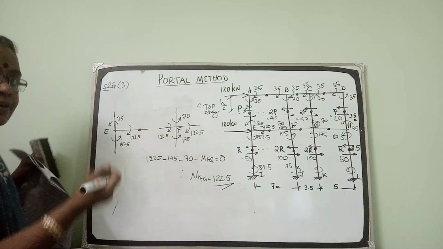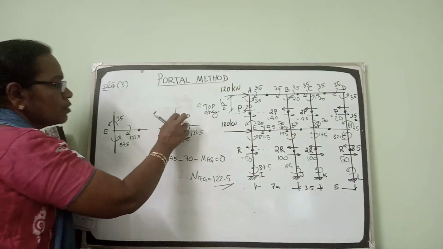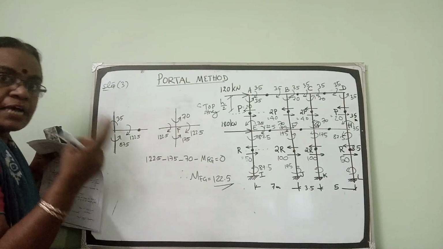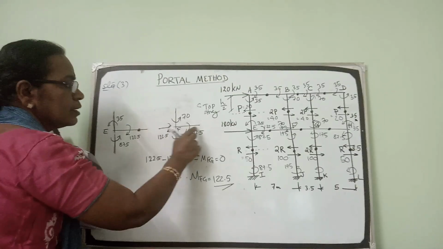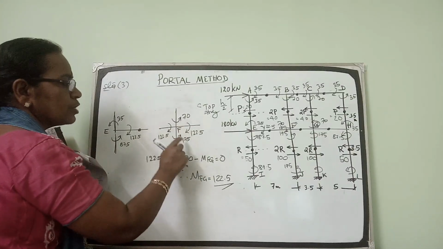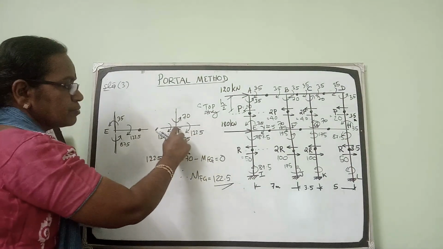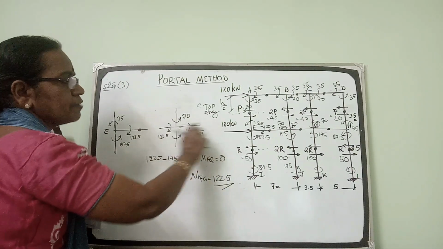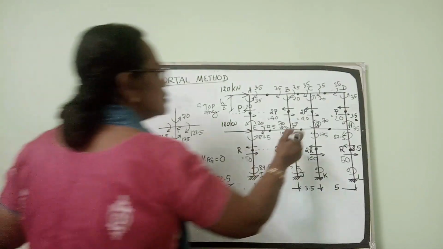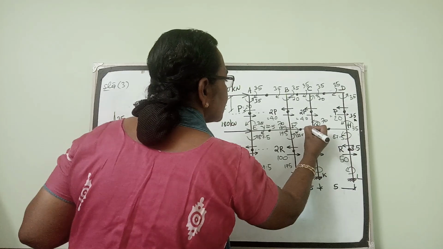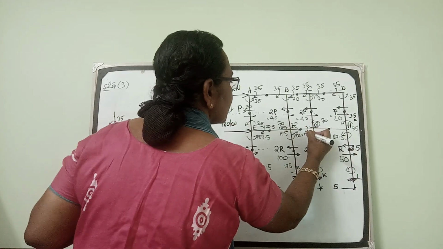That is one way. Otherwise, the easy way to remember is total column moment 175 plus 70 is 245. That has to be shared equally by the two beams. 245 by 2 is 122.5, 122.5. Thus, we got the bending moment in the beam FG. So this is also 122.5. Here also it is 122.5.